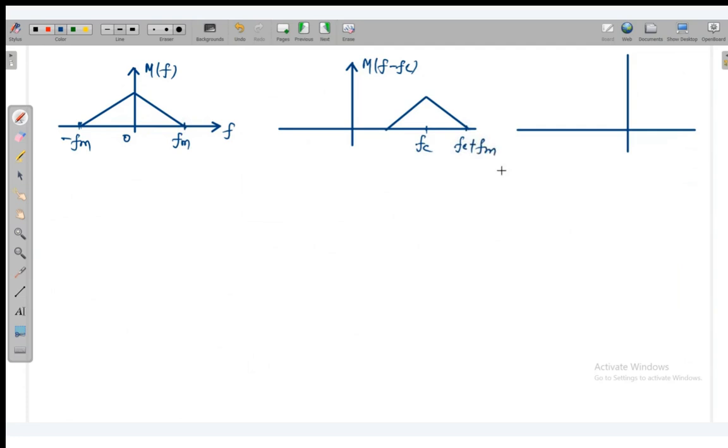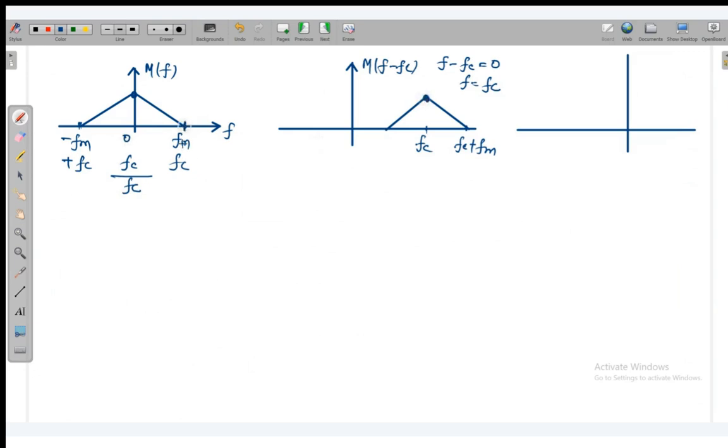Or in simple words, if you want to shift the signal towards the right, you have to add f_c to all the x values. Because here you can see f minus f_c equal to 0, so f equals f_c. So add this f_c to all the x values. When I add it, 0 plus f_c becomes f_c. So this peak value which was previously at 0 is now at f_c.